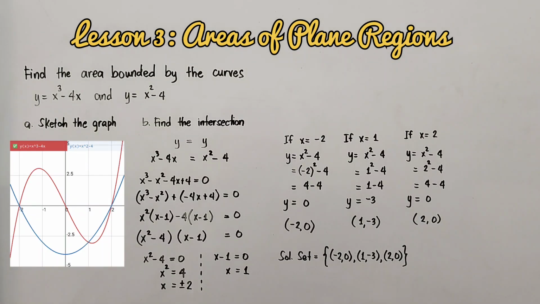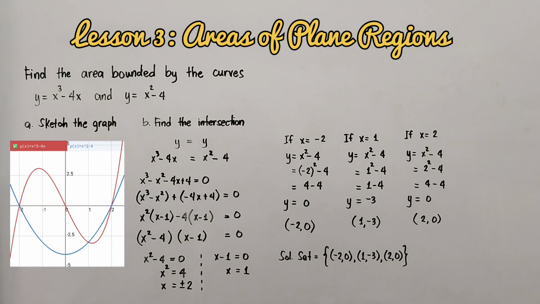To get the solution set, we will equate y equals y. The first y is x cubed minus 4x, equals the second y, which is x squared minus 4. Combining all the terms on the left, we have x cubed minus x squared minus 4x plus 4 equals 0. By regrouping, the first group is x cubed minus x squared, and the second group is negative 4x plus 4.